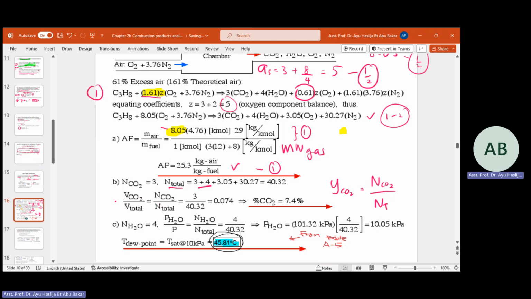Okay, why we can, kenapa kita boleh samakan yang V dengan N tadi disebabkan the previous one that I explained. Okay, so sebab tu kita boleh straight away ambil mol dia. NCO2 free comes from the equation. Okay, over the N total, then you get 7.4%.